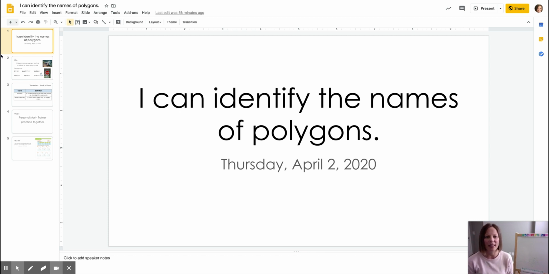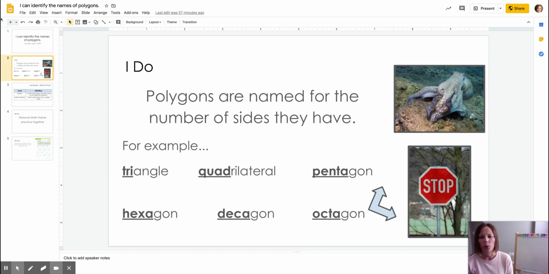This is Mrs. Peterson, and today we are going to talk about identifying the names of polygons. Earlier this week, you talked about what a polygon is, and today we are going to give specific names to certain types of polygons. Let's get started. Every polygon is named for the number of sides that it has.